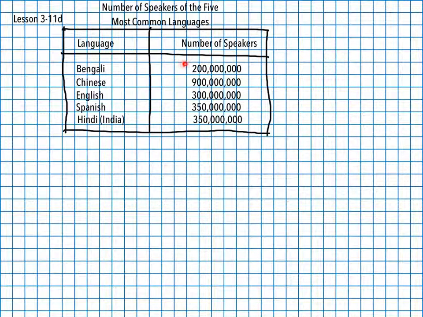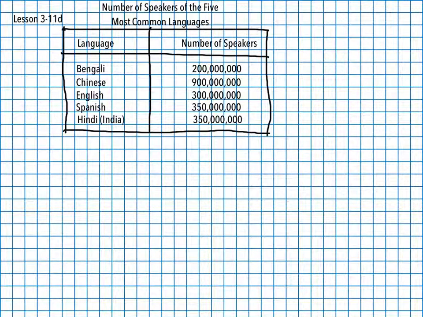For Bengali, it's 200 million. For Chinese, it's 900 million. For English, 300 million. Spanish, 350 million. Hindi, 350 million. So what I would like you to do is create your own pictograph which represents this data, making sure that you include all the important information. So pause the video, put it together. When you think you have everything that you need, restart the video, and then I will walk you through and make sure that you have everything you need.